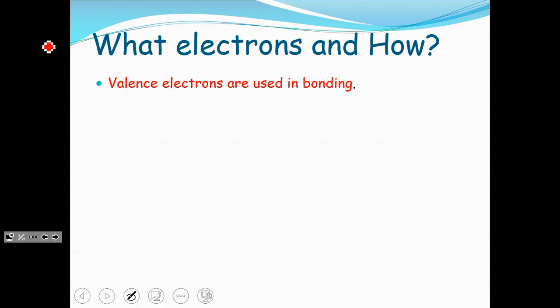Where do we find our valence electrons? What sublevel? Valence electrons are in the outermost principal energy level, but what two sublevels can they be in? They can be in the S and the P. They're S and P sublevels. So what's the maximum number of valence electrons you could have? You could have 8 valence electrons.